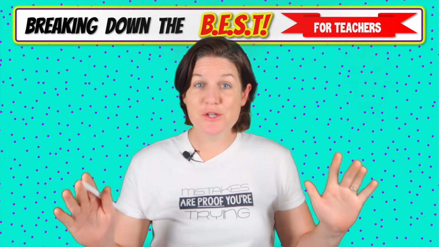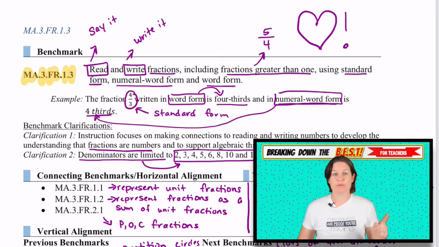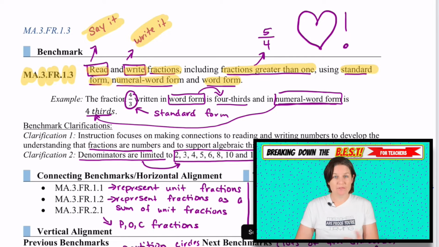Today's standard I'm actually super pumped about. It is MA.3.FR.1.3, and this standard says to read and write fractions, including fractions that are greater than 1, using standard form, numeral-word form, and word form. So when we are reading, that means that we are able to say it. And writing, that means that we're able to write fractions properly, including fractions that are greater than 1, for example, 5/4, where our numerator is greater than the denominator.